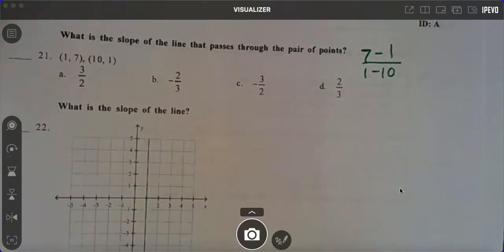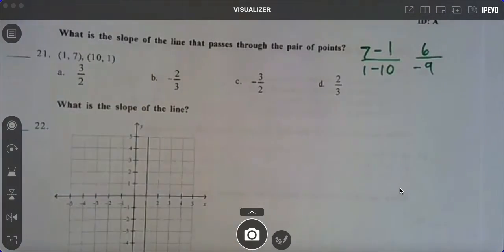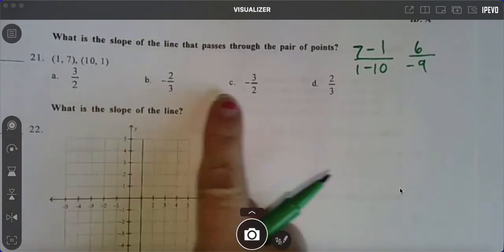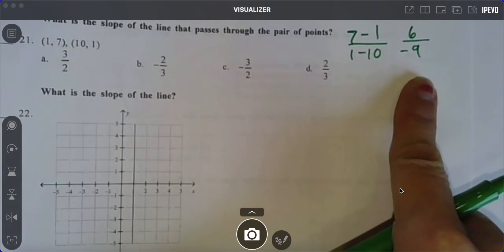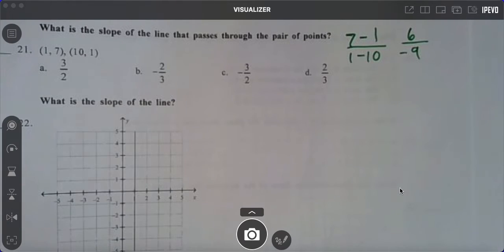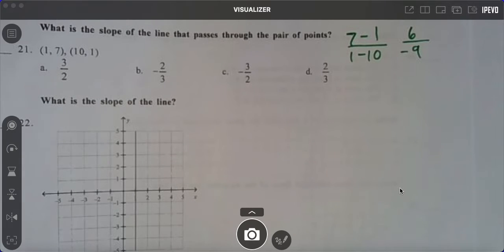What is 7 minus 1? And what is 1 minus 10? Negative 9. Now, I don't see that answer choice because it needs to be reduced. I would divide them both by 3. I get negative 2/3. Or your calculator can do that for you. It can reduce it for you. Number 21 is B. Okay.